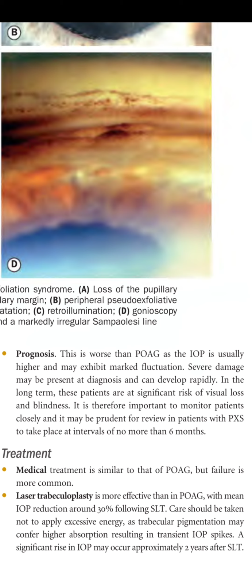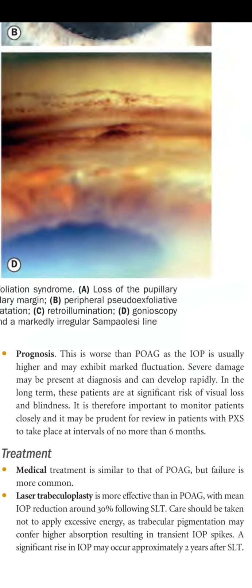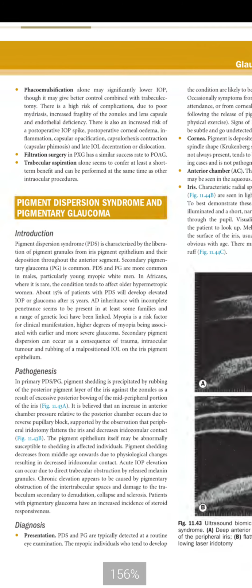So laser is also used, in which the trabeculum is changed so that there is an increased outflow, and the reduction is almost 30% following SLT. Care should be taken not to apply excessive energy at the trabecular meshwork. Trabecular pigmentation may confer higher absorption, resulting in a transient IOP spike. A significant rise in IOP may occur approximately 2 years after SLT. So SLT fails after some time.